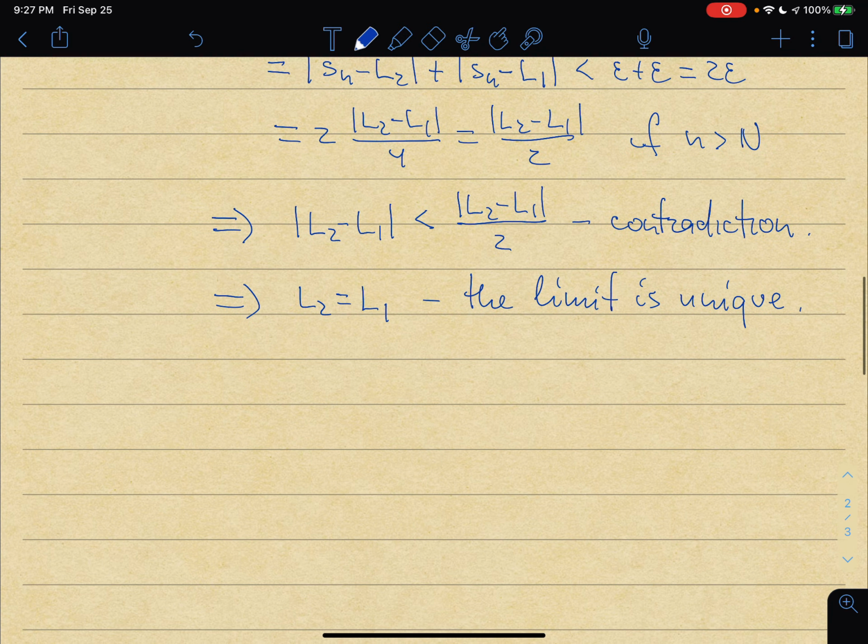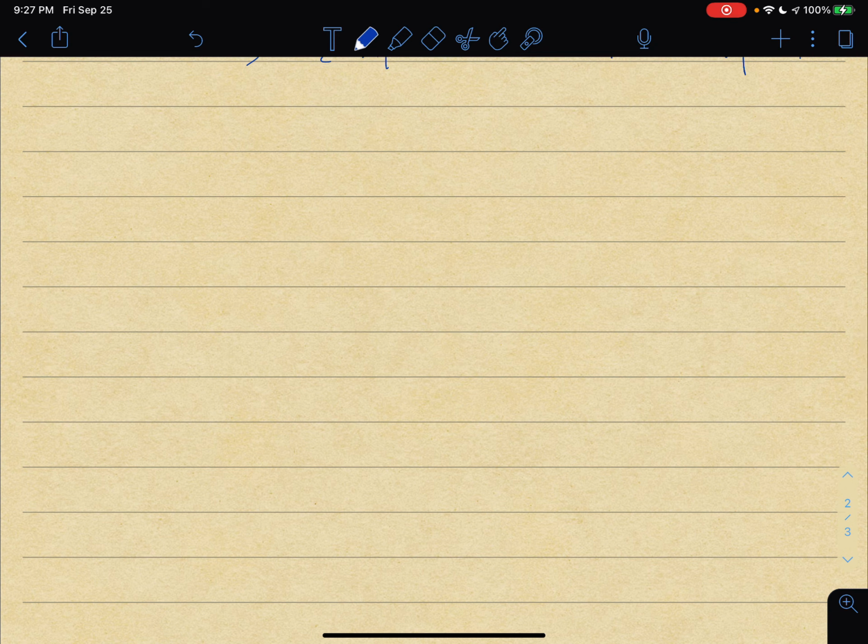Okay. Let's do another example now. So this theorem we just proved is basically an obvious fact about limits, which is clear, right? That a given sequence cannot converge to two different numbers, but now we used the definition of a limit to prove this conclusively or rigorously.